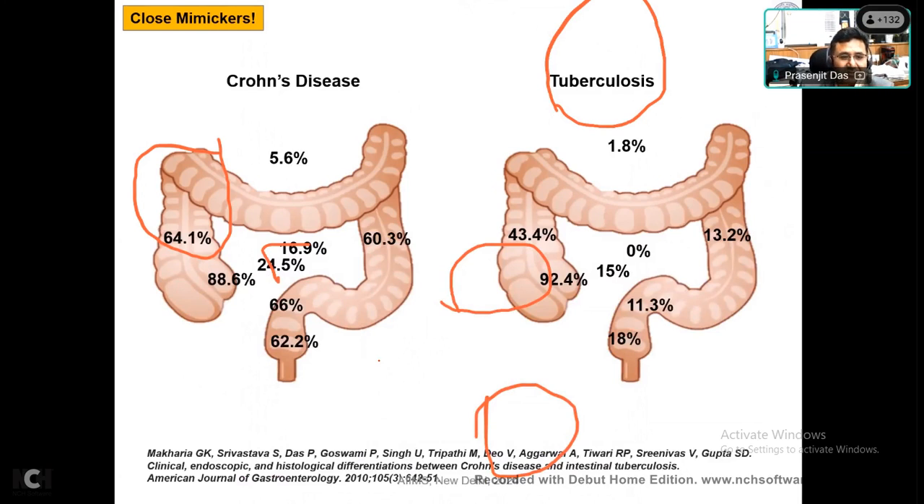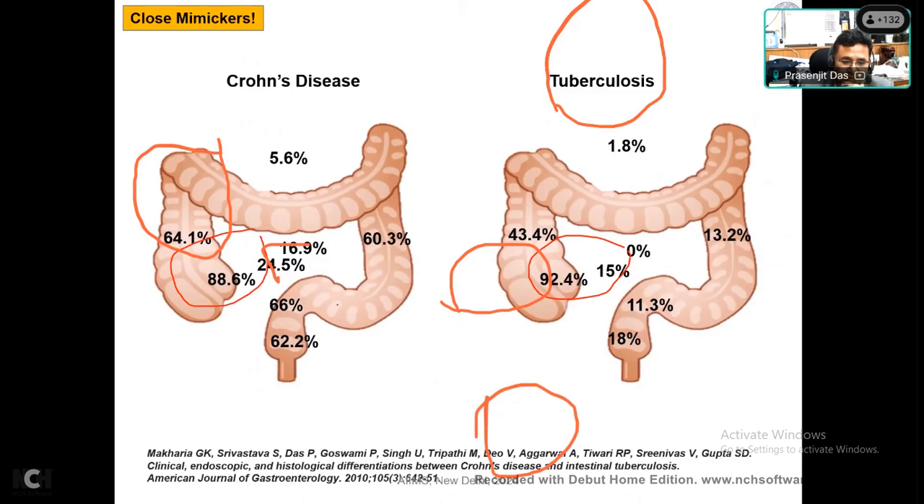Crohn's disease. Now see, we did some study, and these are the sites of distribution between Crohn's and tuberculosis. Most commonly you will see they are involving the ileocecal junction. That's why we get most of the biopsies from the ileocecal junction, and always the differential diagnosis from the clinician is, is it tuberculosis or Crohn's.